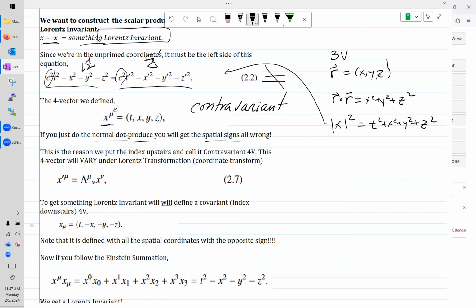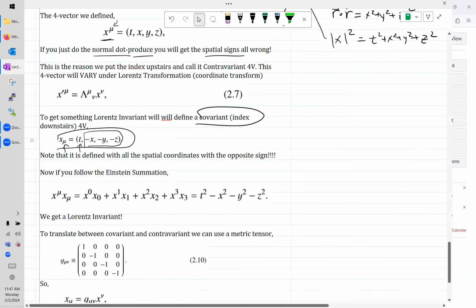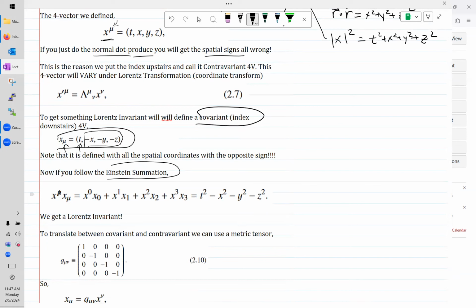We're going to define this thing called a covariant, where the index is downstairs now. That definition is that time is the same, but the spatial coordinates have a negative sign to them. Now, if you use the same technique as with the matrix and the Einstein summation, where you have the same index on the same side of the equation, you go through each index, 0 with 0, 1 with 1, 2 with 2, 3 with 3, and you multiply those together.